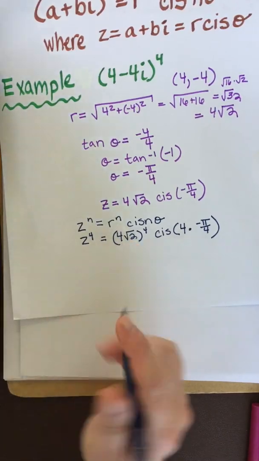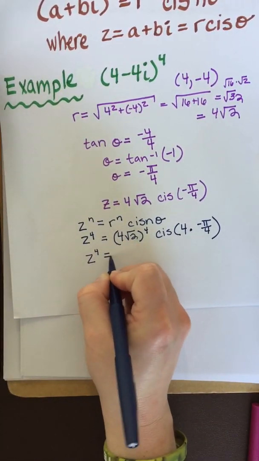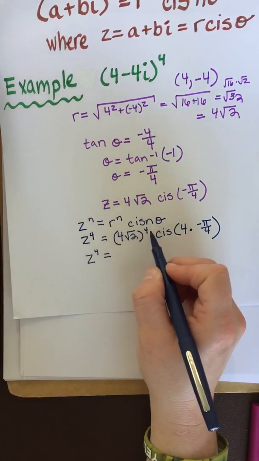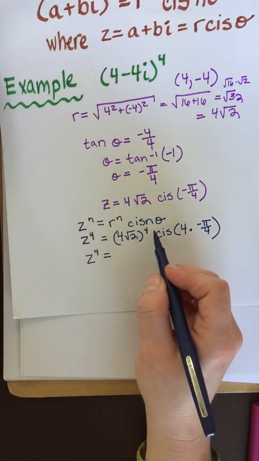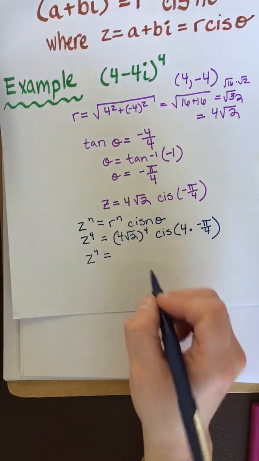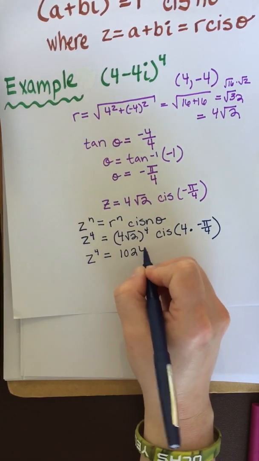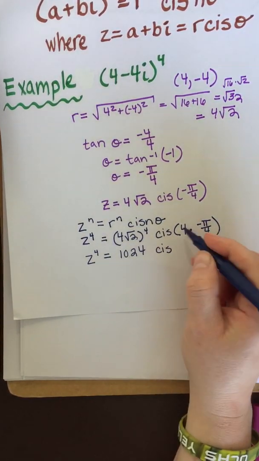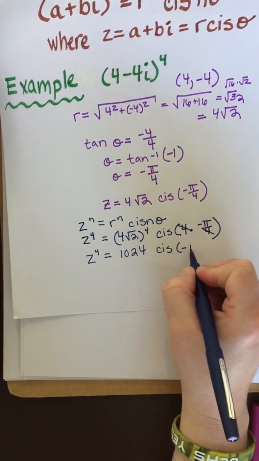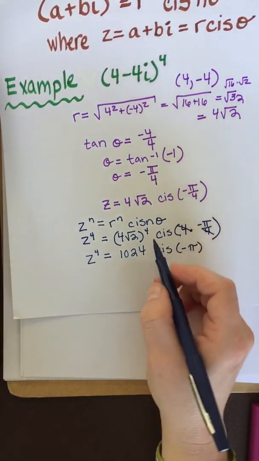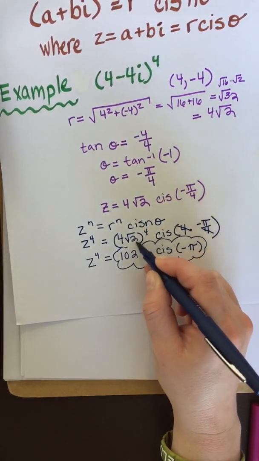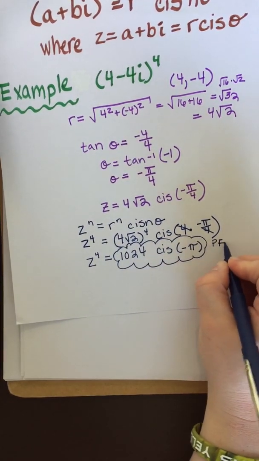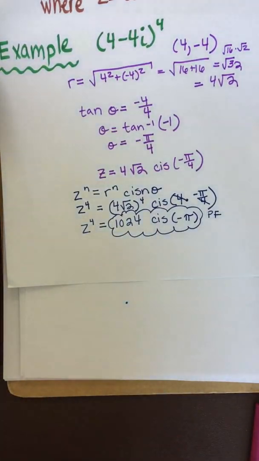And then we'll simplify. So z to the 4th would equal, so you got to think this 4 is being raised to the 4th power. So that's 4 times 4 times 4 times 4. The square root of 2 is being raised to the 4th power. And then it would be the product of those two numbers. That is 1,024. And then these 4's will cancel. And you get negative pi. All right, so this is my answer in polar form.